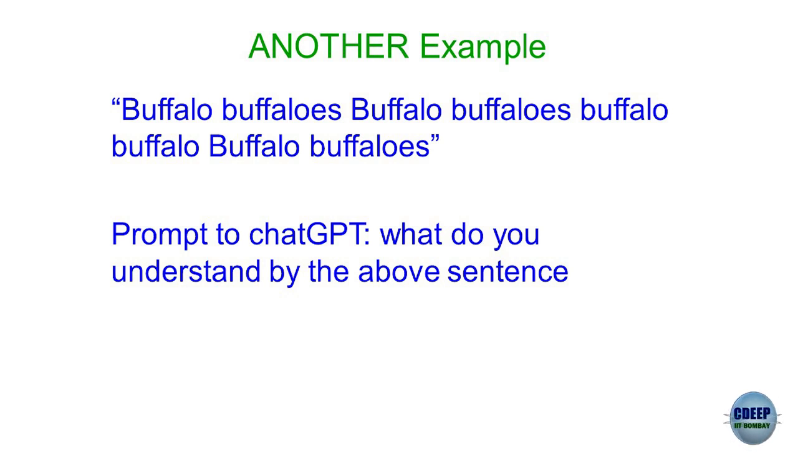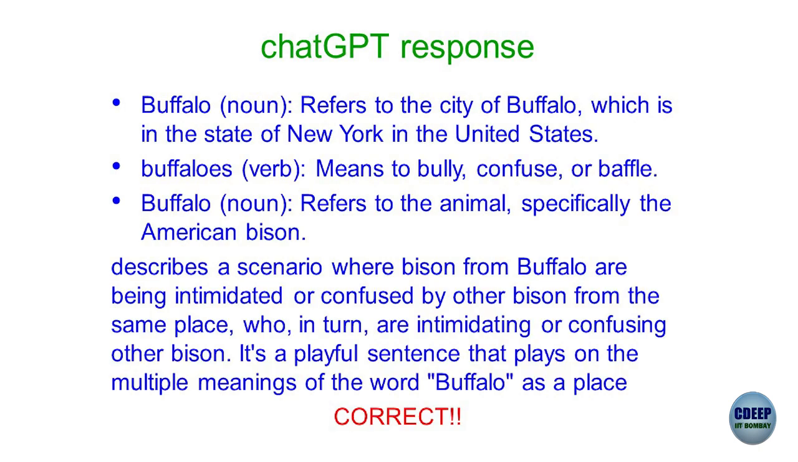Okay. Now, did ChatGPT understand this? Yes. A scenario where bison from Buffalo, first set, are being intimidated or confused by other bison from the same place, second set, who in turn are intimidating or confusing other bison, the third set. So it understands this. Exactly. Now, just continuing the story.